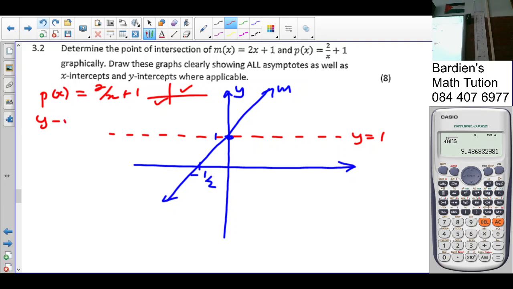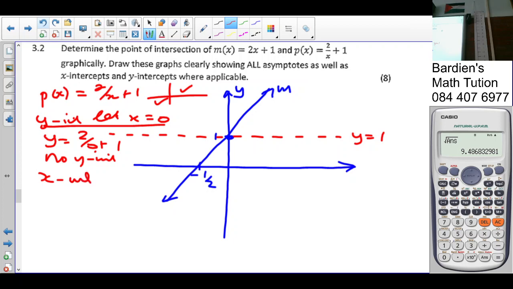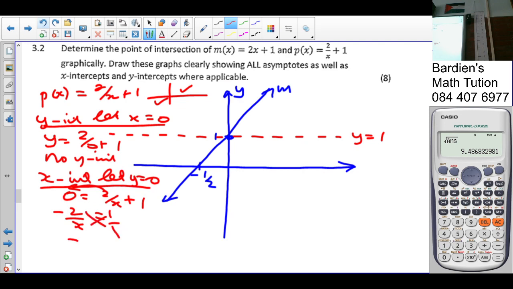We say y-intercept. Y-intercept let x equal to 0. So y is equal to 2 over 0 plus 1. That would have given you an undefined solution. So you say no y-intercept. There we go. X-intercept. What do you do for x-intercept? Let y equal to 0. Because 0 is equal to 2 over x plus 1. You take that over, becomes negative 2 over x is equal to 1. Cross multiply, so x is equal to negative 2. So it's approximately here. You all okay with that?